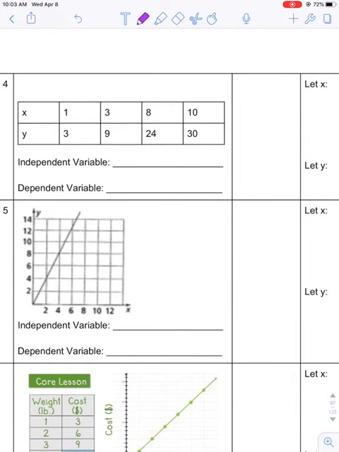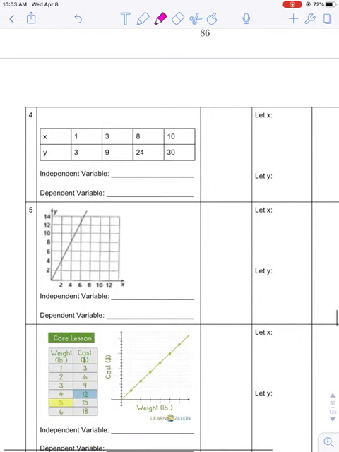This time the columns go across instead of going up and down, but that's okay. We still know that the first column, X, has to go with the independent variable, and it has to go with the let X later. The second column, Y, goes with the dependent variable, and it goes with the let Y later on. They don't tell us what X and Y are, though. So all we can say is independent variable is X, dependent variable is Y. We can even skip ahead and put that in the let X and let Y spot if we want to. That's all the information we have for it.